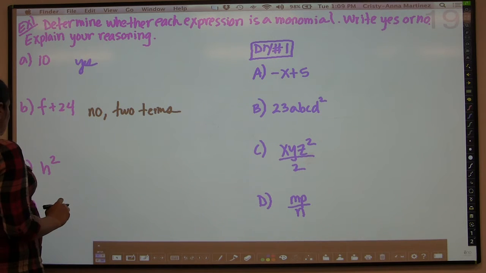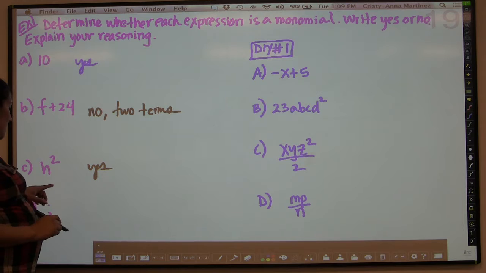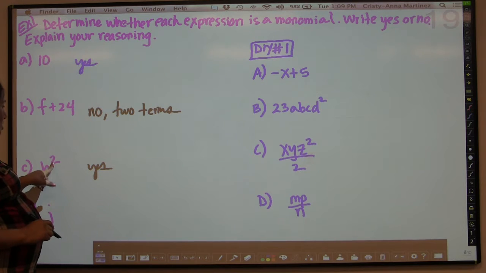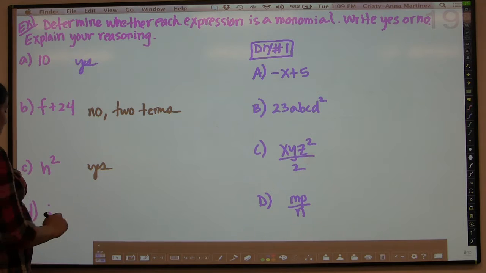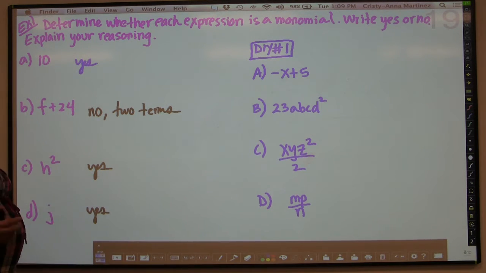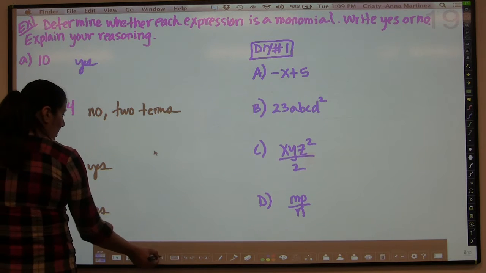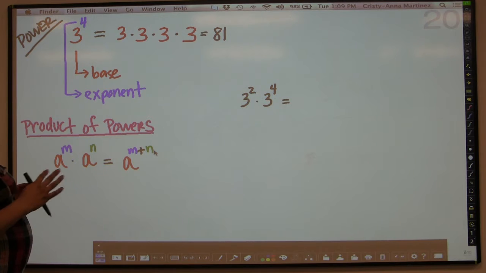C is H squared. That would be yes because it doesn't have any addition or subtraction. And it's H squared and 2 is a non-negative integer. And then D is J, and that's also a yes, because it's okay to have a variable by itself, as long as it doesn't have a fractional exponent or a negative exponent. So there you go, and now you can try to do it yourself, number one. We do have a lot of examples today, because we're doing two sections at the same time, but they are going to go by very quickly.